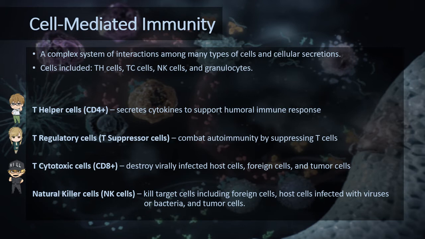Then next we have the T regulatory cells, or the T suppressor cells. This will combat autoimmunity by suppressing T cells. Then we have T cytotoxic cells, or the CD8, since this expresses CD8 on its surface. This type of cell destroys virally infected host cells, foreign cells, and tumor cells. And lastly, we have the natural killer cells, or the NK cells. This will kill target cells, including foreign cells, host cells infected with viruses or bacteria, and tumor cells.